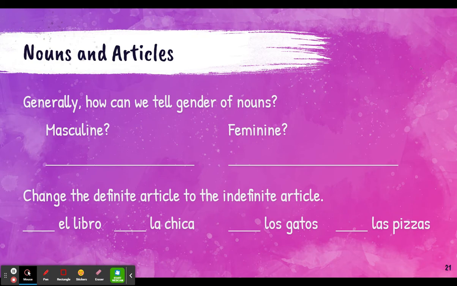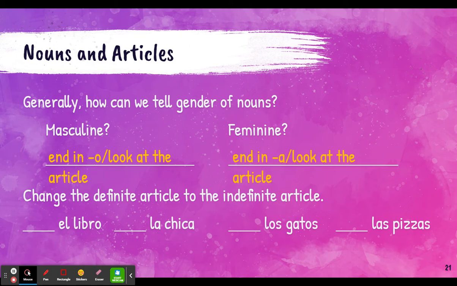So generally, how can we tell the gender of nouns? We can tell a noun is masculine, and again, this is not 100% of the time, generally if they end in O. But to know for sure, look at the article. And for feminine, they generally end in A. Again, look at the article.